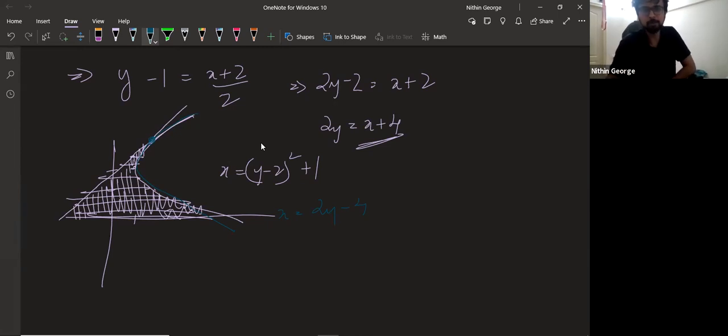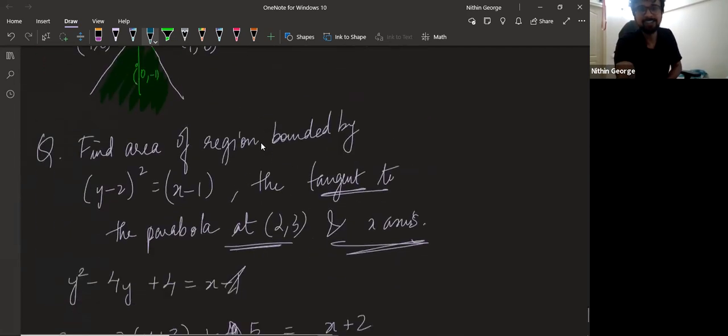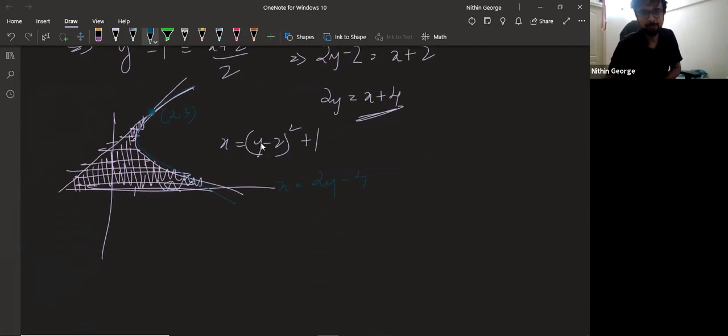Okay. No, you don't need to solve both. What am I even saying? This point is given to us. 2, 3, right? Okay, guys. So basically, you integrate from y moving from 0 to 2. This minus this. Got that?